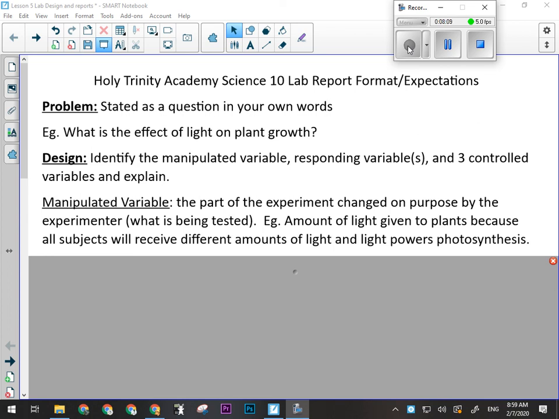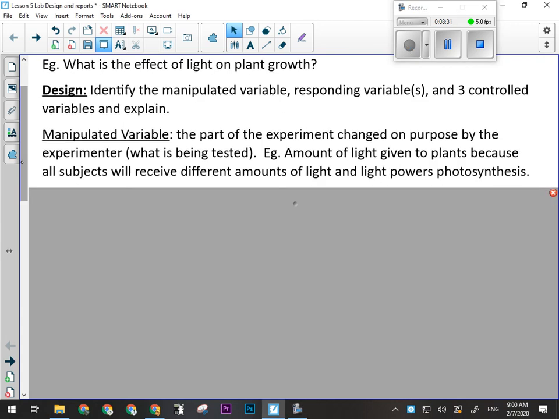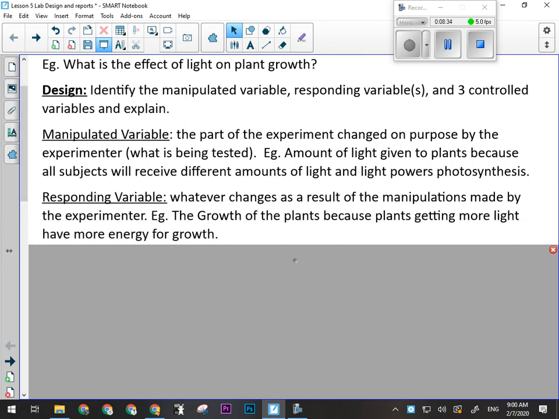Okay? So I can be general when I say the responding variable is the growth of the plant, and then in my explanation, I should say something like it's affected by light, and this is how it's going to be measured. It's going to be measured by the height of the plant, or the plant will be weighed every day, or whatever. However way I'm going to measure that is what I would write as part of my explanation. Okay, so it'll look like this. The responding variable is whatever changes in the experiment as a result of your manipulation. So the growth of the plant is going to be affected by how much light the plant gets.